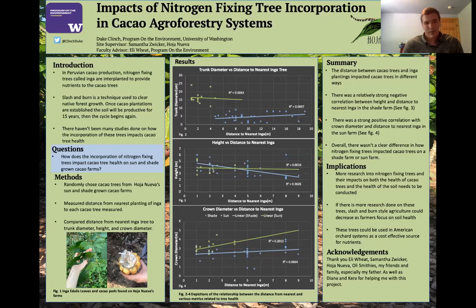But there haven't been many studies done on how the incorporation of these trees impacts cacao tree health. Therefore, I wanted to ask the question of how does the incorporation of nitrogen-fixing trees impact cacao tree health on sun and shade-grown cacao farms? I set out to answer this question by randomly choosing cacao trees from Hoja Nueva's sun and shade-grown cacao farms. I then measured distance from nearest planting of Inga trees to each cacao tree measured, then compared distance from nearest Inga tree to trunk diameter, height, and crown diameter.